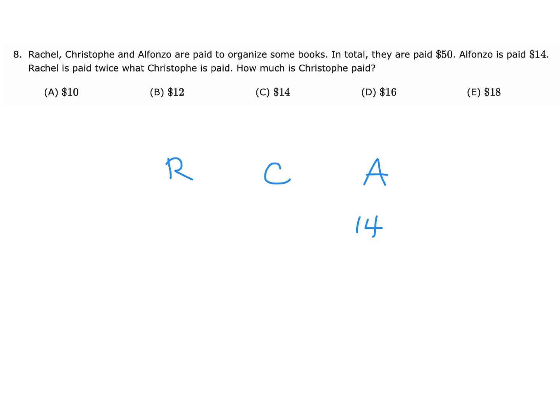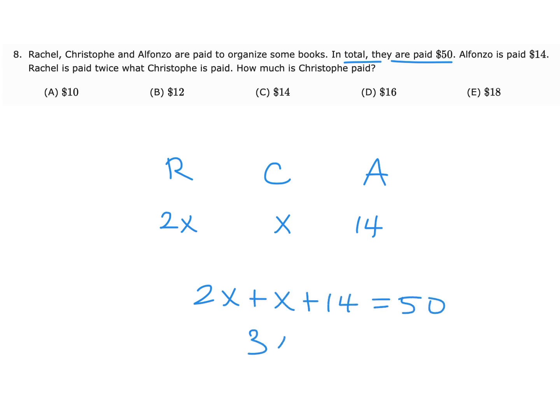Rachel is paid twice, so if this is 2x, that's x, and the total is 50. So 2x plus x plus 14 is 50. So 3x is equal to 36, and therefore x is equal to 12. And that is how much Christoph is paid. So that would be B.